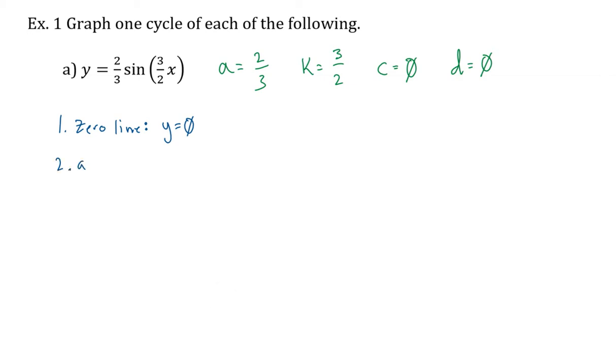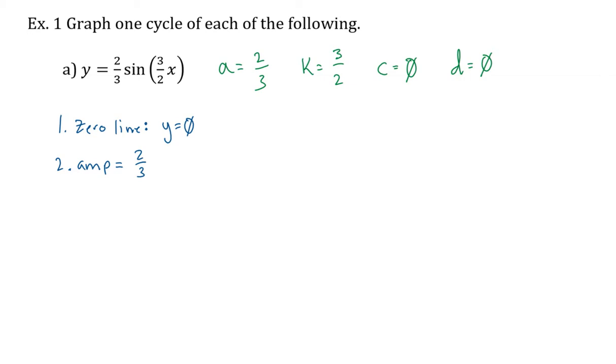The second one I like to do is the amplitude. A tricky thing here, and we talked about this before, is that if you are asked to state some properties and one of them is amplitude, then you have to do this correctly. Amplitude is always positive. Even if the A value is negative, which it isn't in this case, the amplitude would still be positive. So it would be important that you write that. The amplitude is the same as the A value.